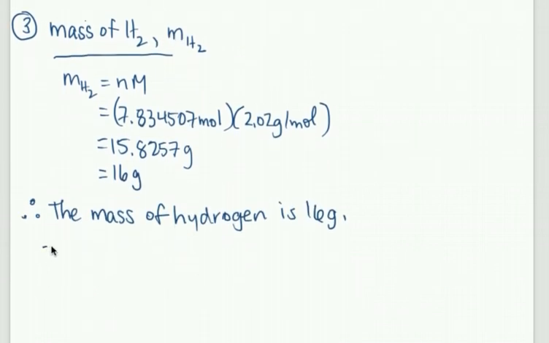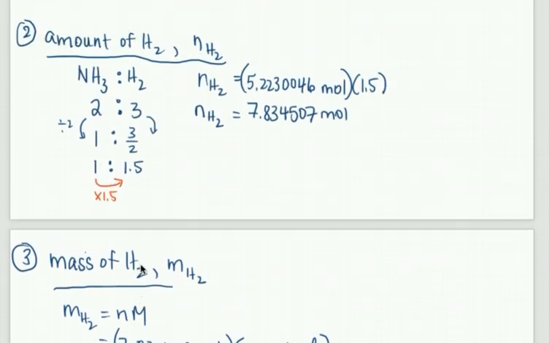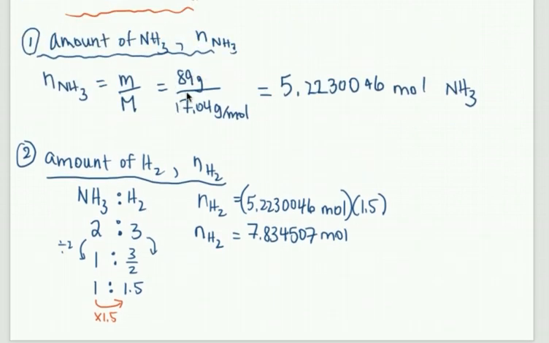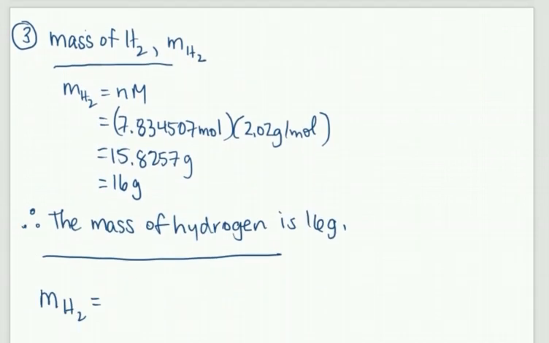Again, our goal is to get the mass of hydrogen. The first step here is to take our mass, 89, and divide by our molar mass. So that's what we did. We took our 89 grams of ammonia, and we divided by the molar mass of ammonia. We just wrote it right beside.